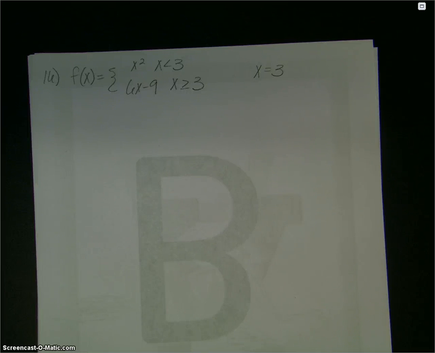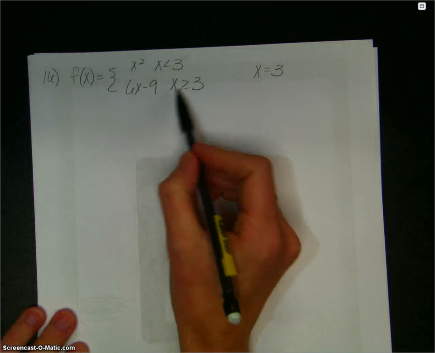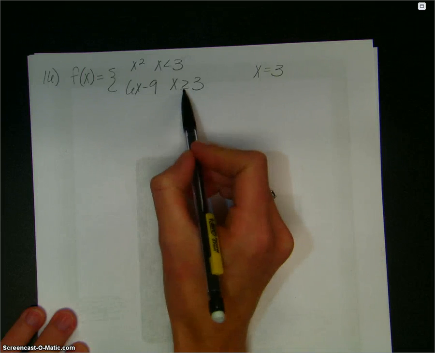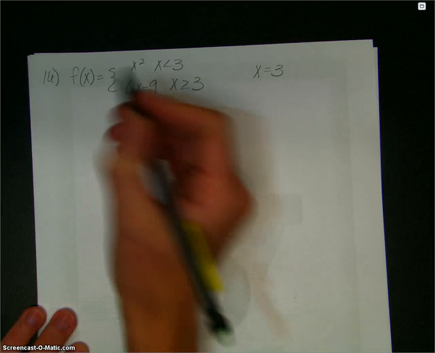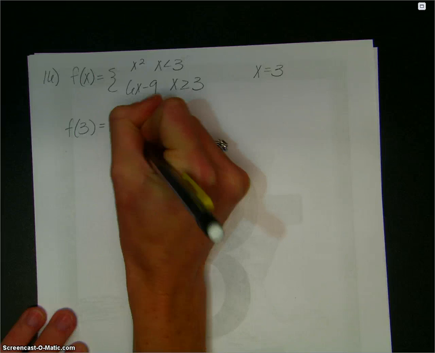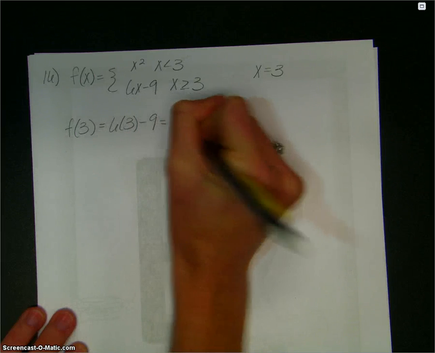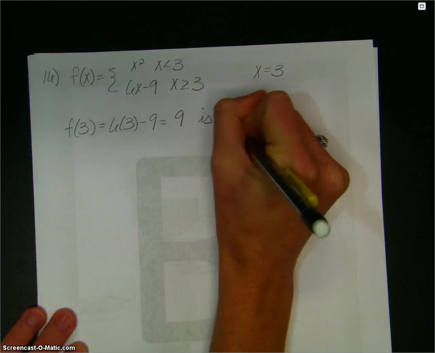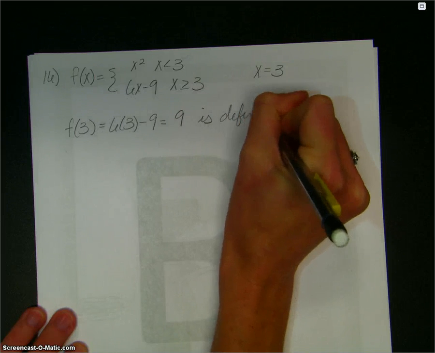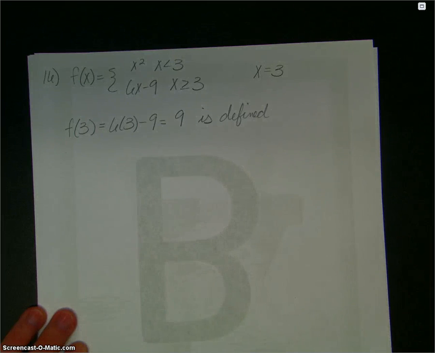So first of all, it wants to know if f is undefined. So choice A is if f is undefined. So first let's find out if it is defined at 3. And so I want to know where x is equal to 3. That will be right here on this line. So f at 3 is going to be 6 times 3 minus 9. And so that gives me 18 minus 9, which is 9. And so that tells me that my function is defined. Okay, if it's undefined, you would have something like a 0 in a denominator or something like that.